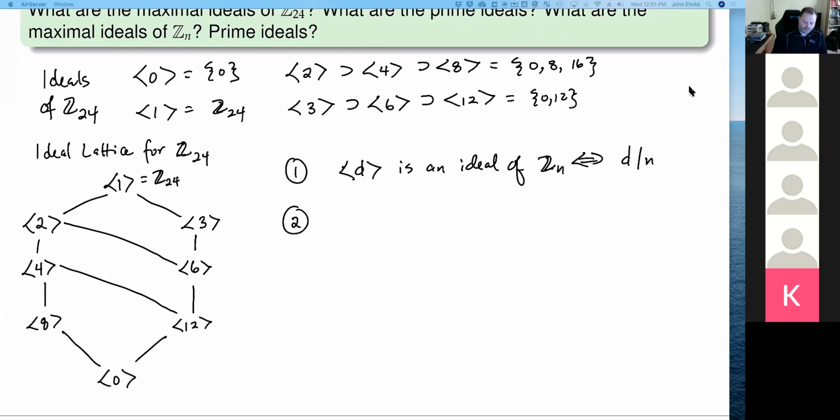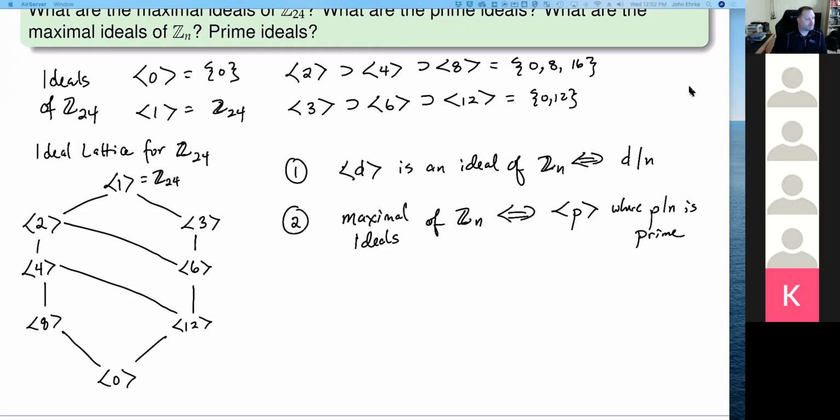Taking it a step further, the maximal ideals of Z mod N are those of the form generated by P, where P divides N and is prime. So the maximal ideals of Z mod N are the ideal generated by 2 and the ideal generated by 3. They're at the top of this ideal chain. They're the maximal ones. The only ideals which contain them are the entire ring Z24.